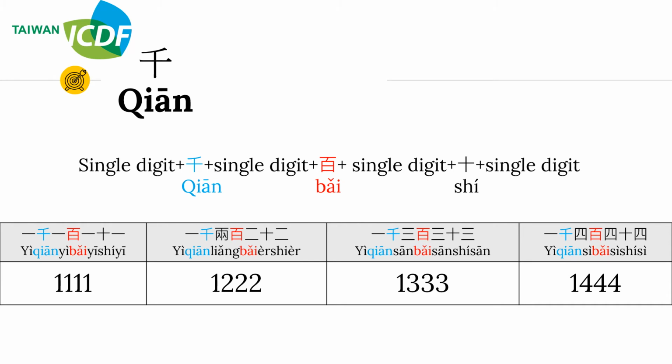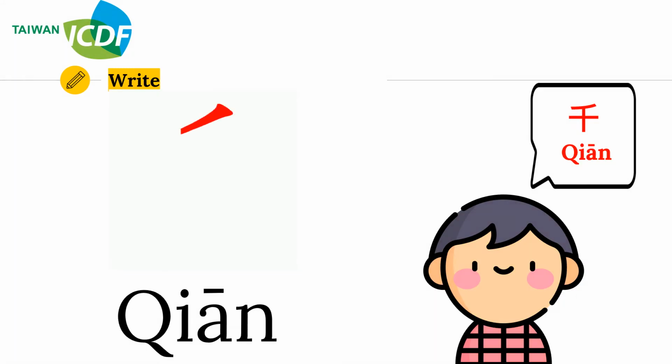If you would like to say 1,111, it's 一千一百一十一, 一千两百二十二, 一千三百三十三, 一千四百四十四. Now let's practice how to write the character 千 together. 千, 千.